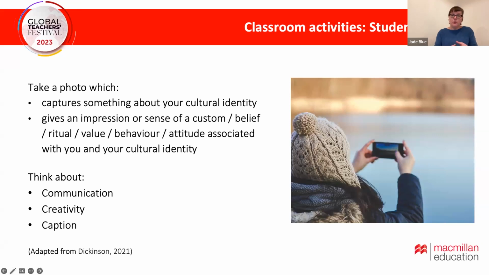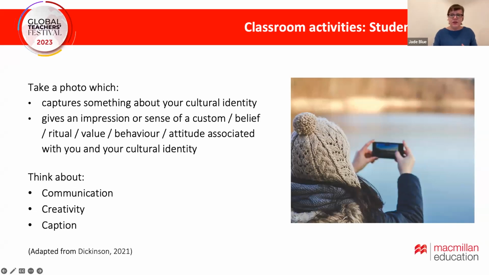So the students are not just bringing in pictures here, but they are creating pictures, taking photographs. And as part of these instructions, we ask them to think about communication. So how can they communicate through their photograph something that helps people understand something about where they're from and what shapes their cultural identity? Also encourage them to think about creativity. So how can they use form and perspective in a photograph to highlight what makes us similar or what makes us different? And finally, a caption. So what caption will students write to accompany the photo, and how does this help people's understanding of the photo?